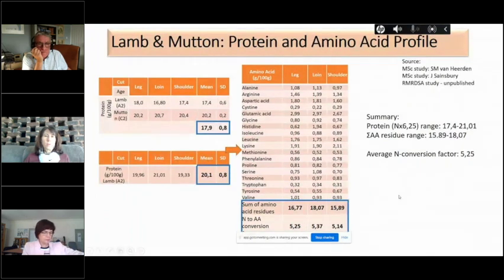Then I have 2 studies for lamb and mutton. In this study by Ina and Janine, we unfortunately do not have amino acid data, and this was done on whole cuts. Then from this study, we used the same cuts, but it was retail cuts, so it's like you would buy it in the shop. And the amino acid values for this, and again, when we recalculate the conversion factor, we get 5.25.